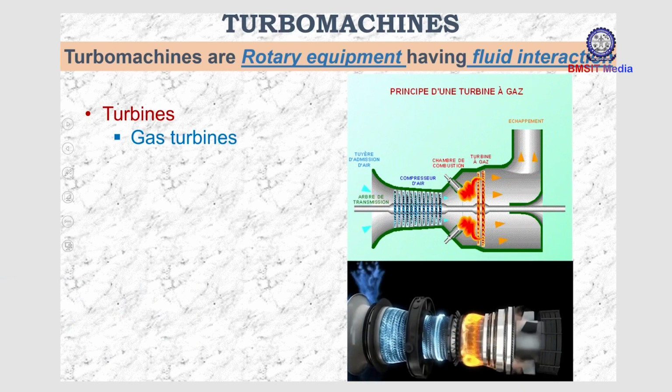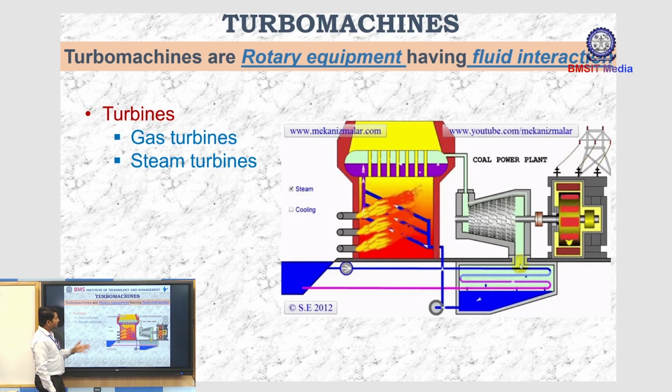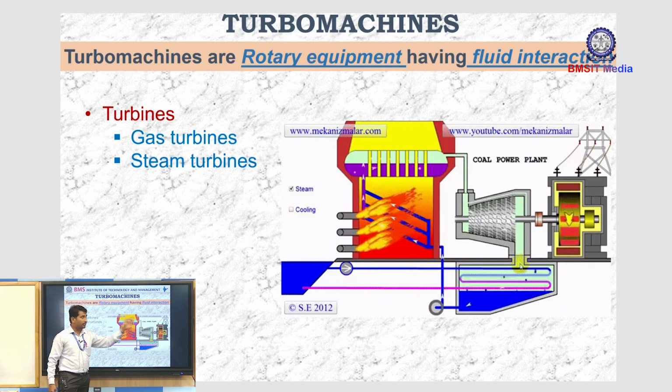The next example is the steam turbine, where the working principle is the same. The steam turbine is also a rotary equipment, but here the working fluid or working medium is steam, rather than gas as in the gas turbine. Here you can see how the steam is formed in the boiler, passed to the turbine, and how the electricity is generated.